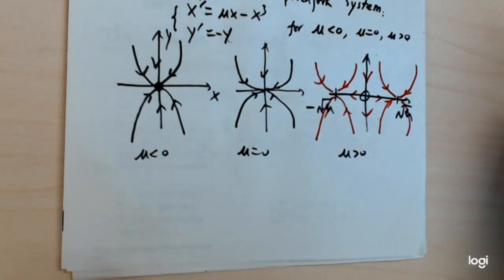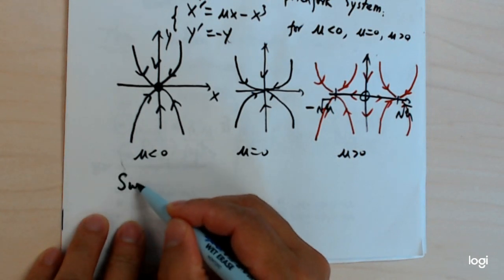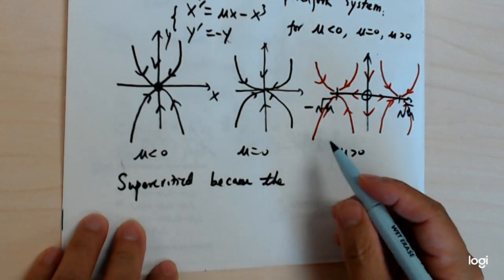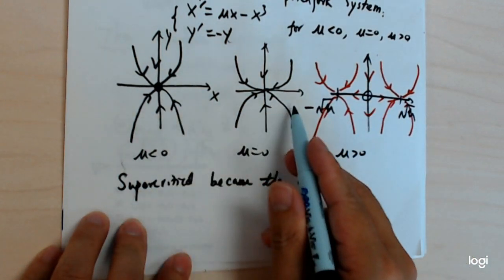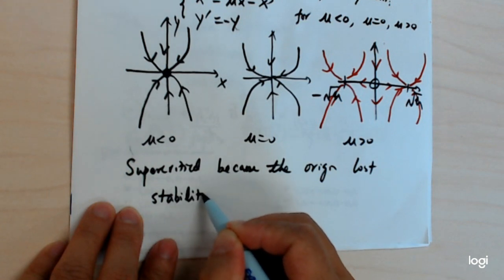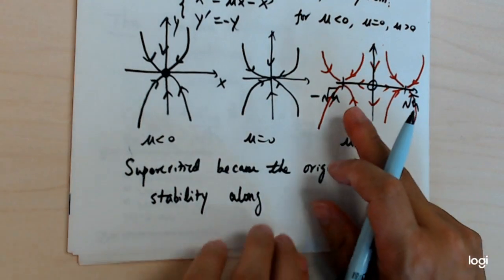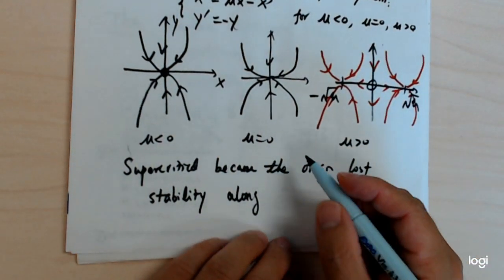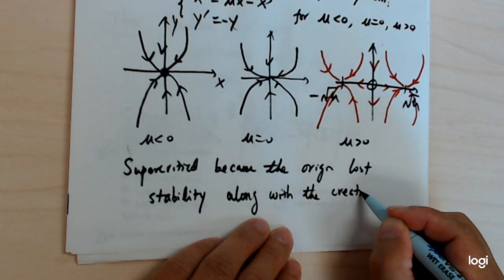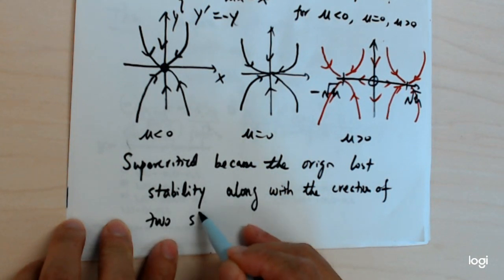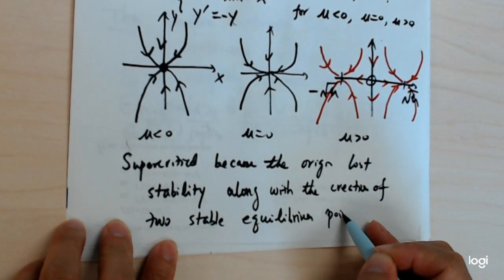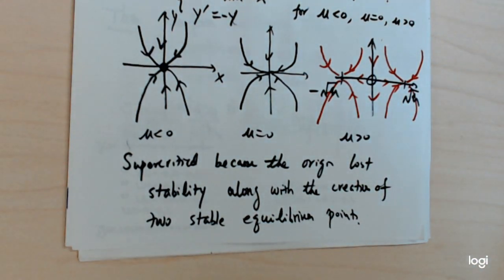When you study the phase portrait here, you claim this is a supercritical pitchfork because the origin was stable, but then it lost its stability, along with the creation of two stable equilibriums. That's why we call this a supercritical bifurcation.